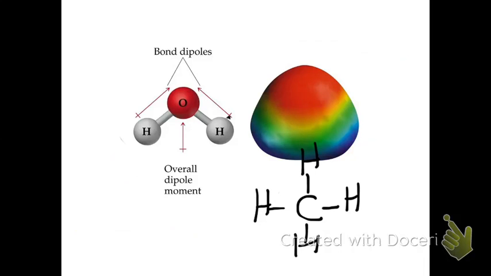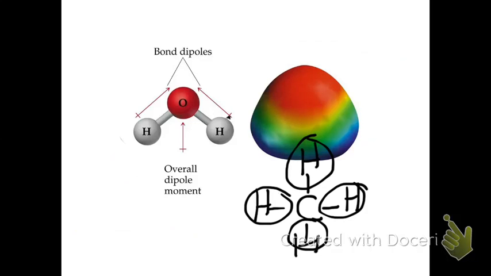Right? How many domains around the central atom? There are 4 domains. It's a tetrahedral structure, but is carbon symmetrical? And it is, because all 4 electron domains are the same. You have 4 hydrogens bonded to the carbon, and so it's symmetrical. So therefore, methane is nonpolar. Right?